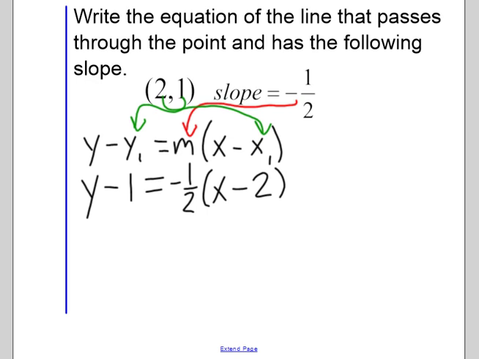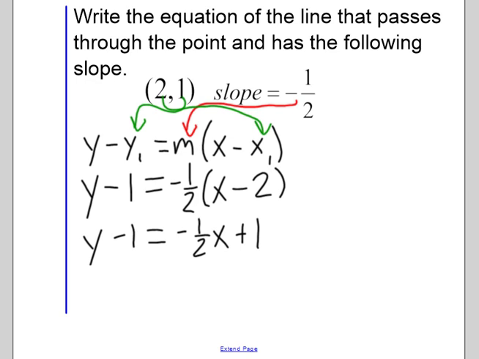I want to take this a couple steps further and really simplify this equation down to something nice and simple like slope-intercept form. To do that, we're going to have to get rid of the parentheses. Let's distribute the -1/2 into the x and the -2. This gives me -1/2 x. And what is half of 2? Half of 2 is 1. And a negative times a negative is a positive.